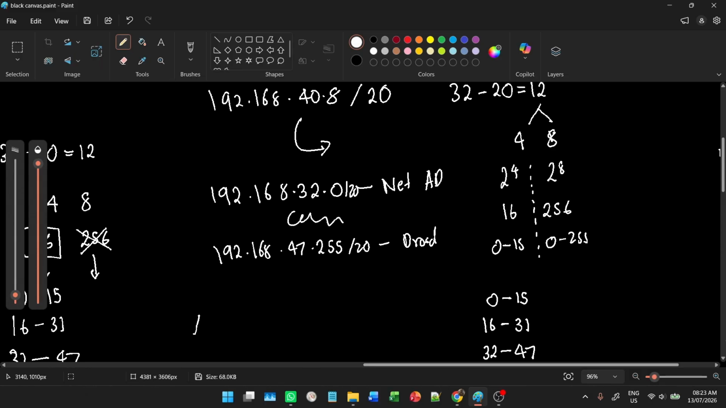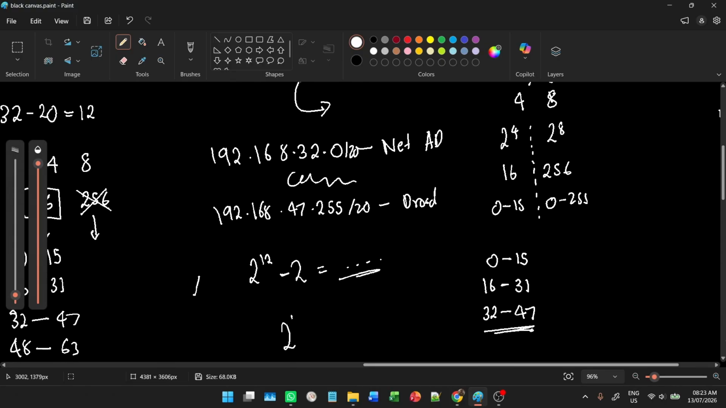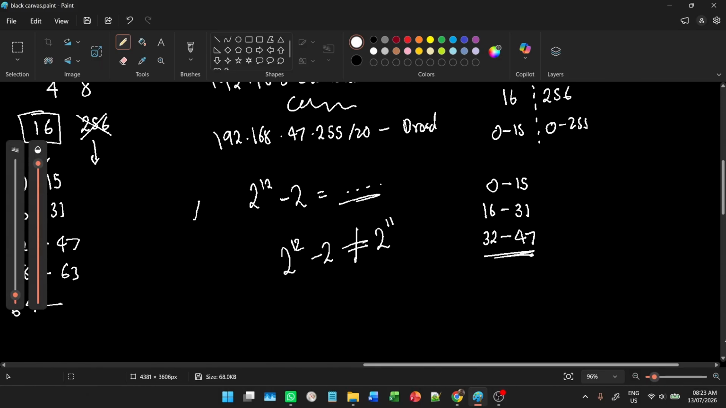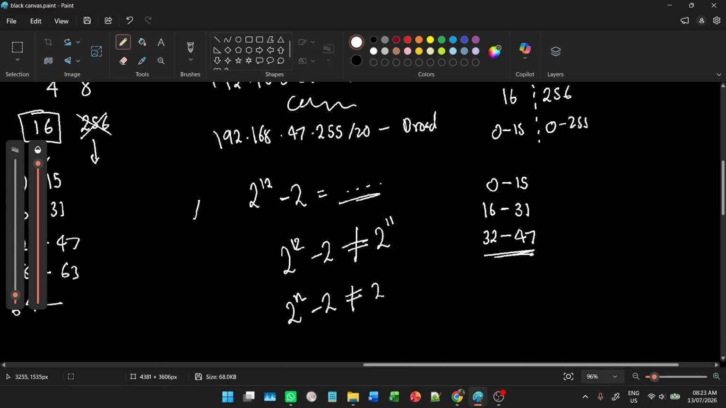So how many addresses are usable? Well, 2 to the power 12 minus 2, which is a value you can calculate using a calculator, since even a basic calculator has a power function, right? Also remember, 2 to the power n minus 2 is not equal to 2 to the power n minus 1. This is wrong.